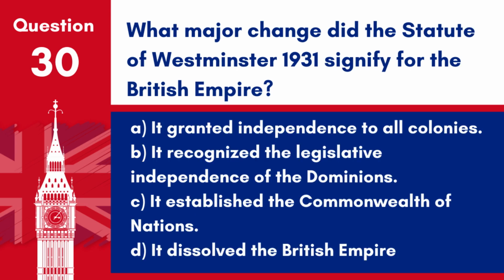Question 30. What major change did the Statute of Westminster 1931 signify for the British Empire? A. It granted independence to all colonies. B. It recognized the legislative independence of the Dominions. C. It established the Commonwealth of Nations. D. It dissolved the British Empire.